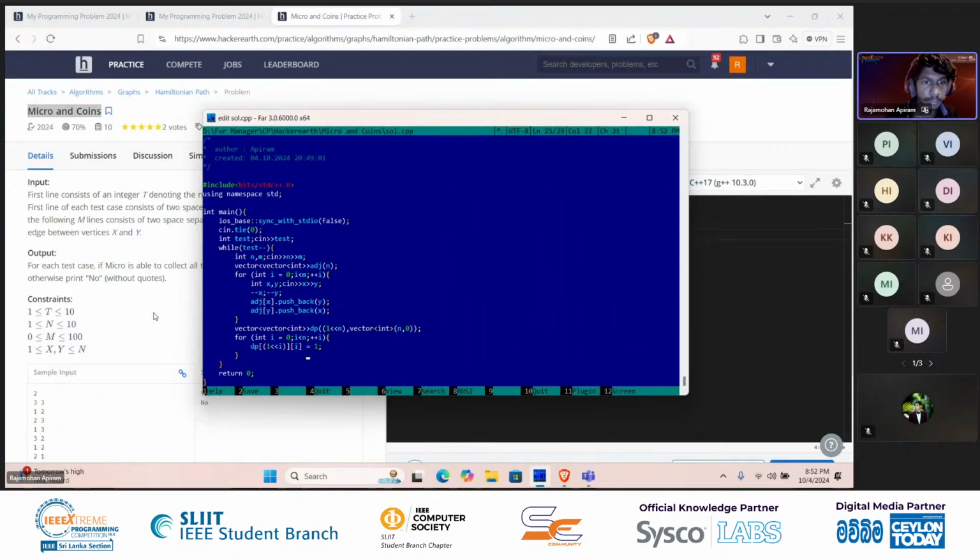initially, I can start at any position. So initially, a subset with one element, and this DP state means the subset of elements I with ending position as j, like subset of I with ending position as I.